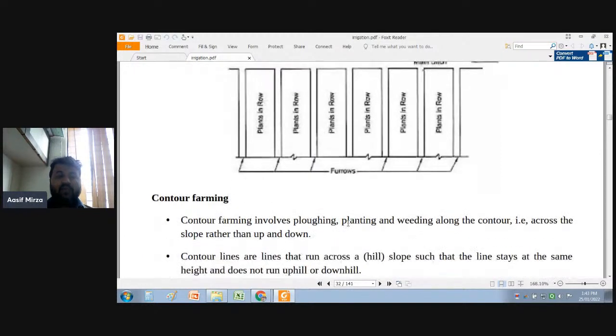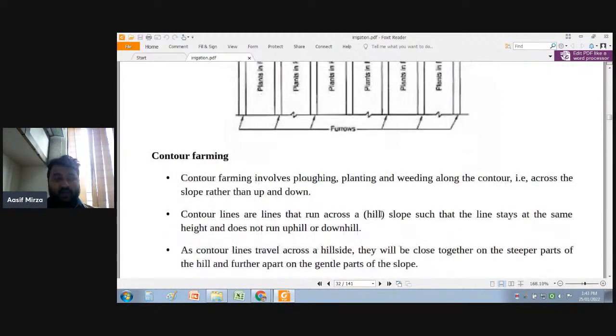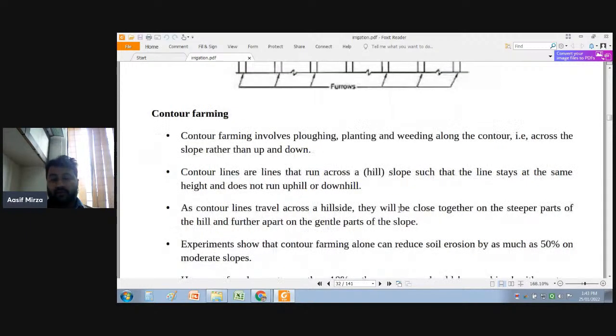Okay, now moving toward the next one, that is contour farming. Now, contour farming involves ploughing, planting, and weeding along the contour. So that is across the slope rather than up and down. Now, contour lines are lines that run across a hill, and each line stays at the same height and does not run uphill or downhill. As contour lines travel across a hillside, they will be close together on the steeper parts of the hill and further apart on the gentle parts of the slopes.